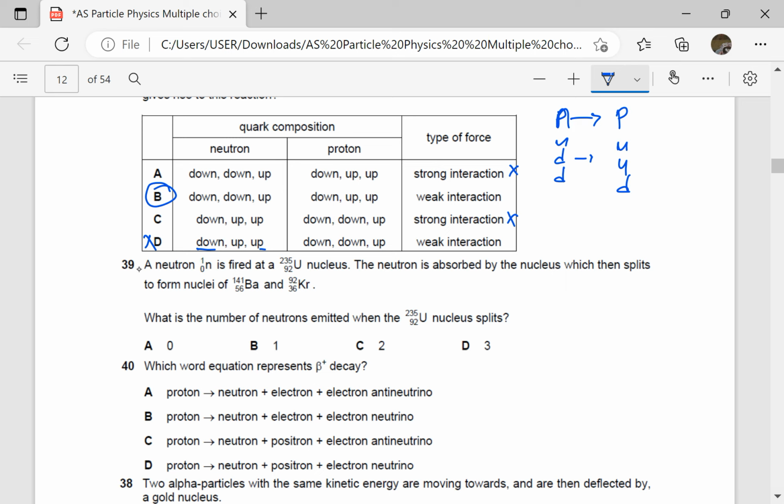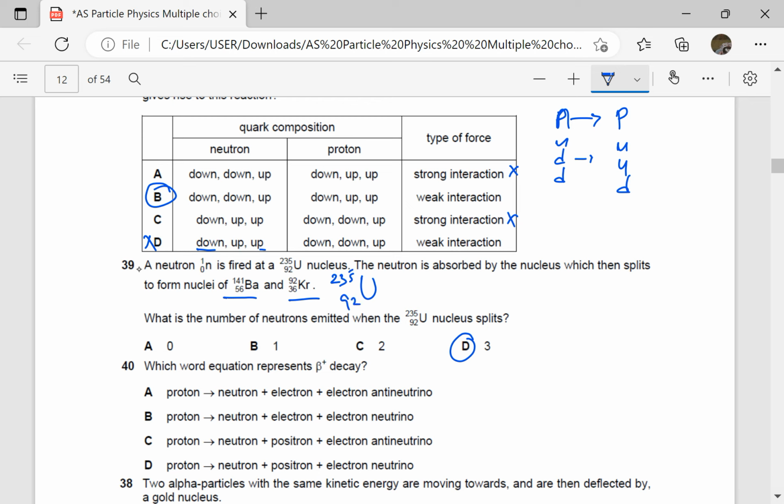A neutron, 1 0 n, is fired at a uranium-235 nucleus. The neutron is absorbed by the nucleus, which then splits to form nuclei of barium and krypton. What is the number of neutrons emitted when the uranium nucleus splits? Of course, without even a calculation, the answer is going to be D if you remember nuclear physics, but we can verify here.